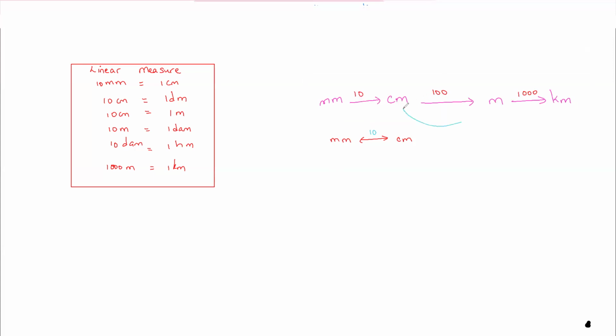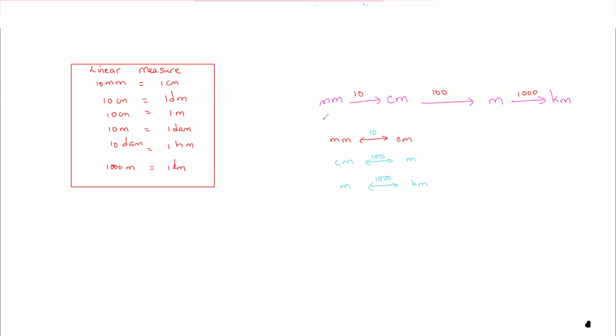In between centimeters and meters, look at what's above it. So between centimeters and meters, we have 100 units in between them. In between meters and kilometers, look at what's above. We have 1,000. So between meters and kilometers, we have 1,000 units.